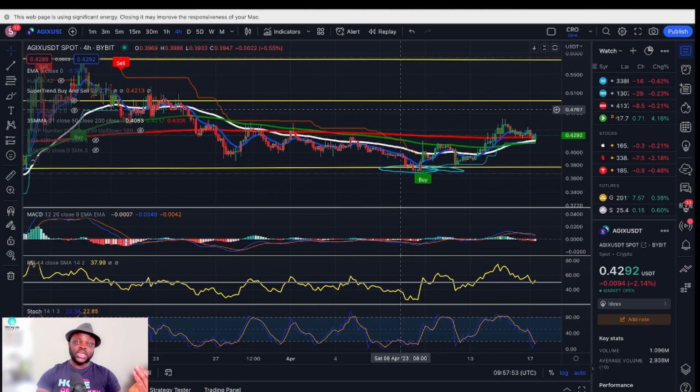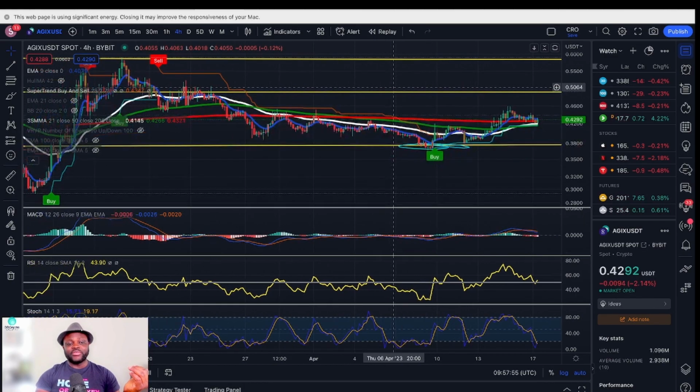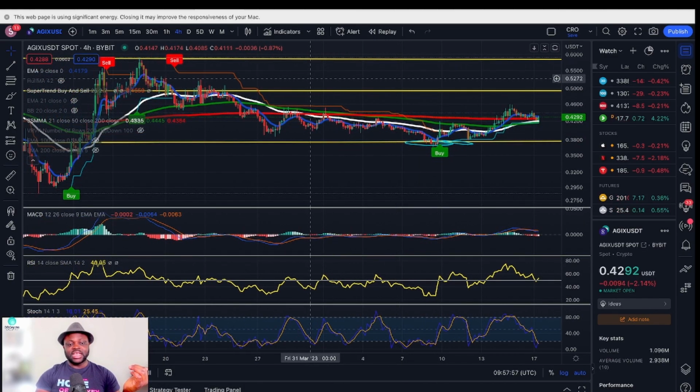If there's no pullback, you know that the next level is to the upside, and if it breaks this resistance, automatically it will become support. You can buy more again, then take out profit at the next resistance. So this is how you go about trading or investing in cryptocurrency using Crypto Bubble.